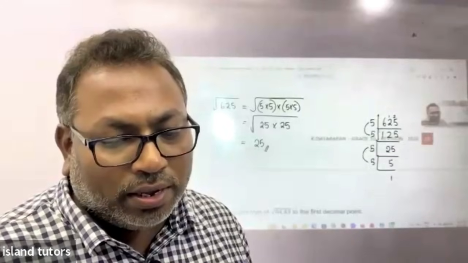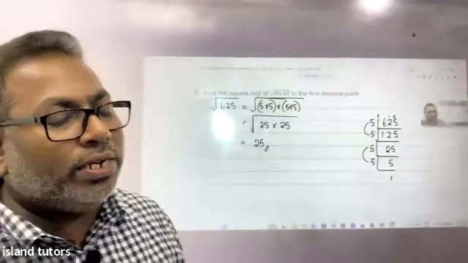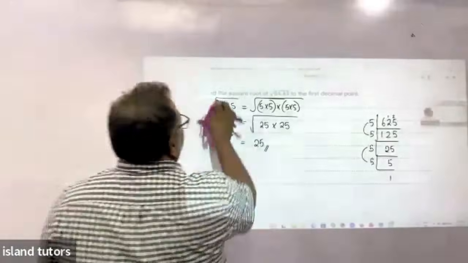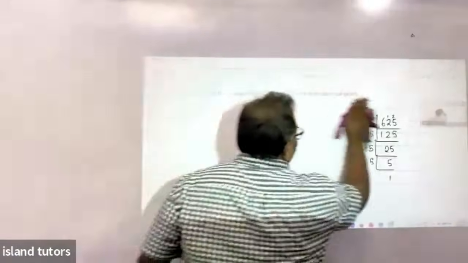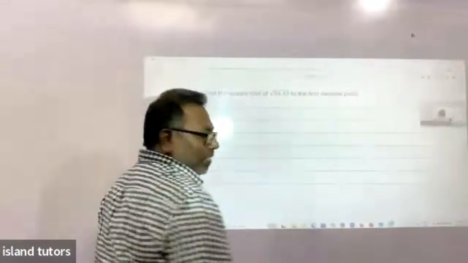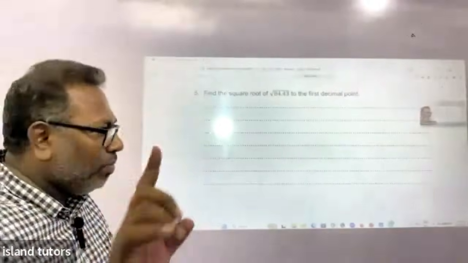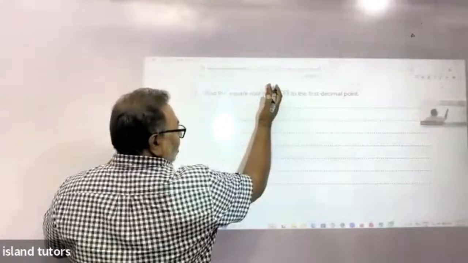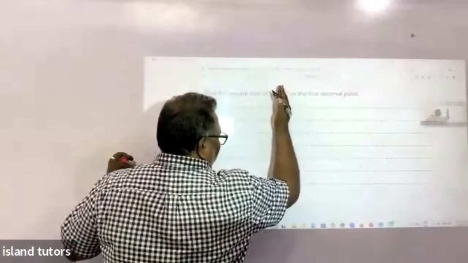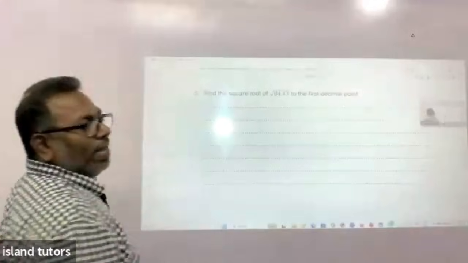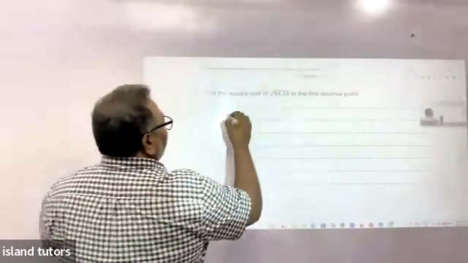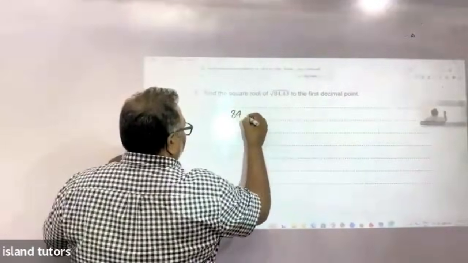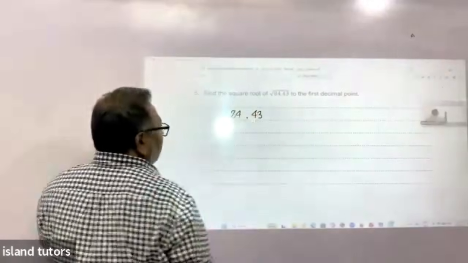Actually, the next question: find the square root of 84.43 to the first decimal point. Let's follow that same rule. You write from the right hand side in pairs of 2, and to the left hand side also in pairs of 2. So, 84.43.